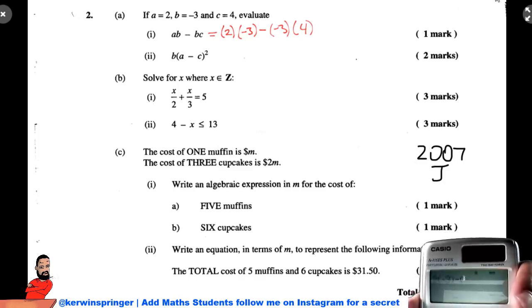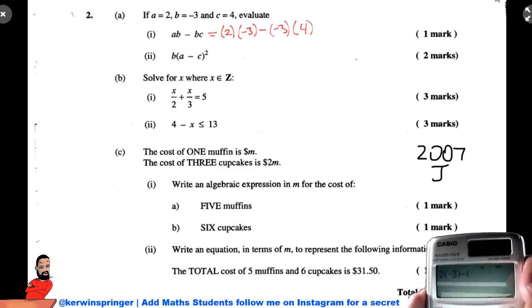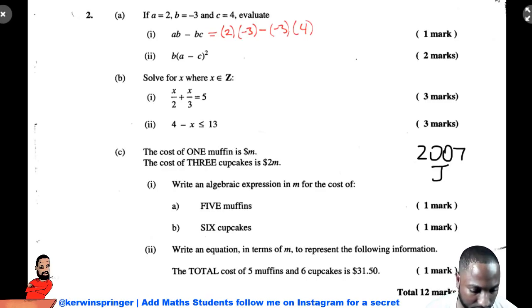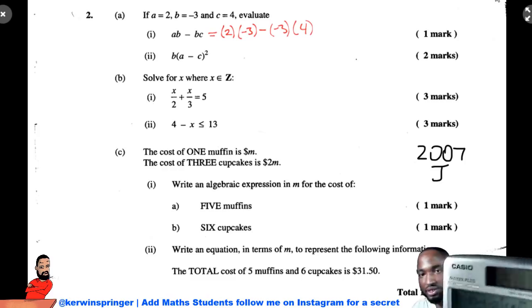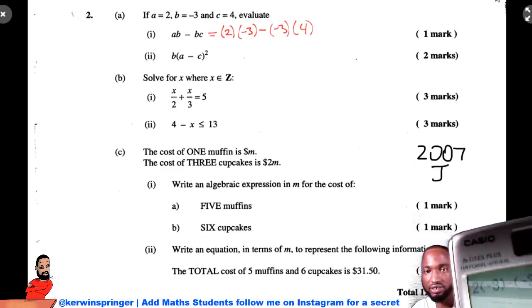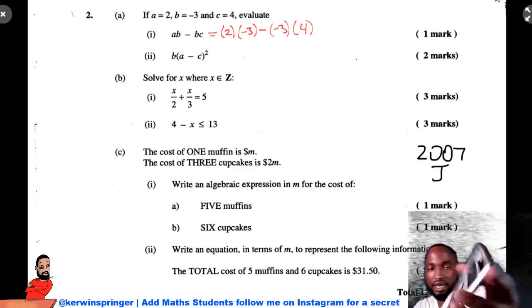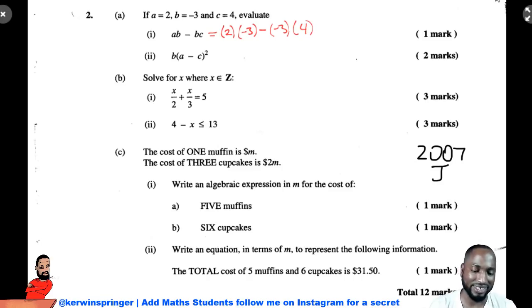So that's how you're putting it in: 2 take away, by negative 3, by negative 3, 4. Directly putting numbers like this into your calculator, hit equal, and yes, 6. So anybody who said negative 6, alright, so that was 6.